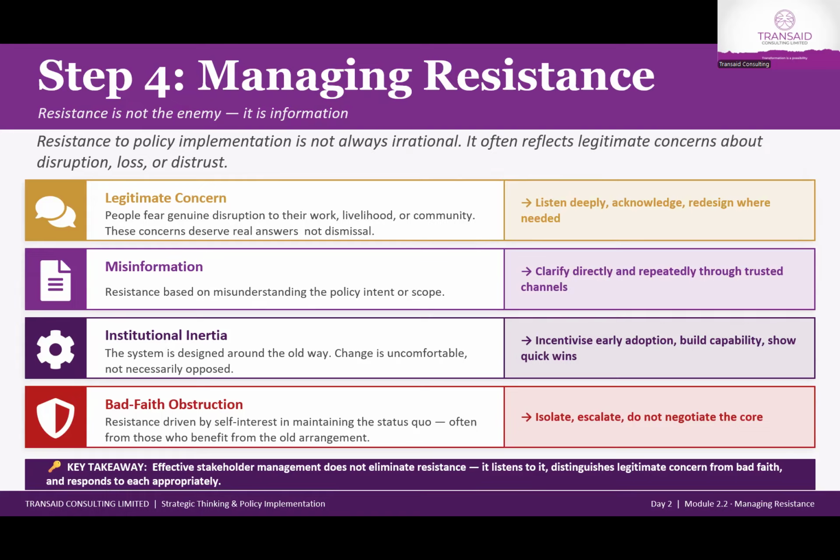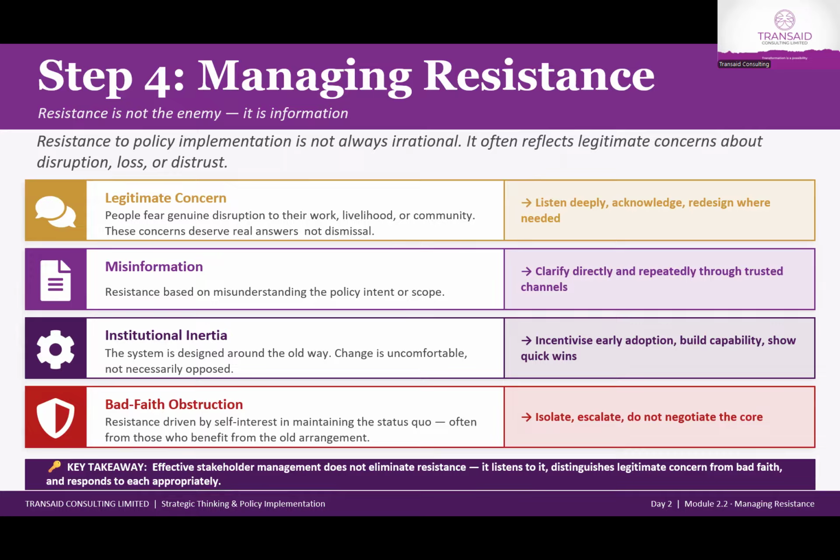Misinformation is resistance based on misunderstanding the policy, intent, or scope. You need to clarify directly and repeatedly through trusted channels so that all of you are on the same page.